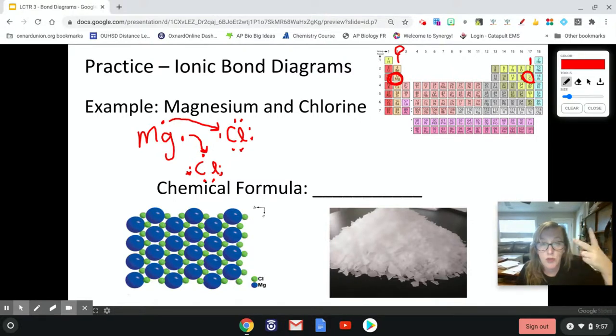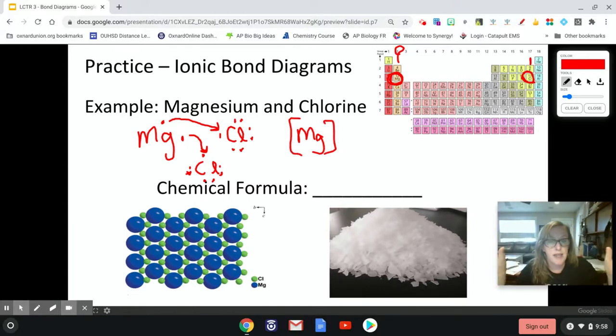Magnesium needed to lose 2 electrons. Each chlorine only needed to gain 1. Therefore, we had to add 2 chlorines to the picture. So what do our ions look like? Magnesium lost 2 outer electrons, so now it doesn't have those anymore. So I'm not drawing any dots, but I put my brackets and I put the charge. It's going to have a 2+ charge.